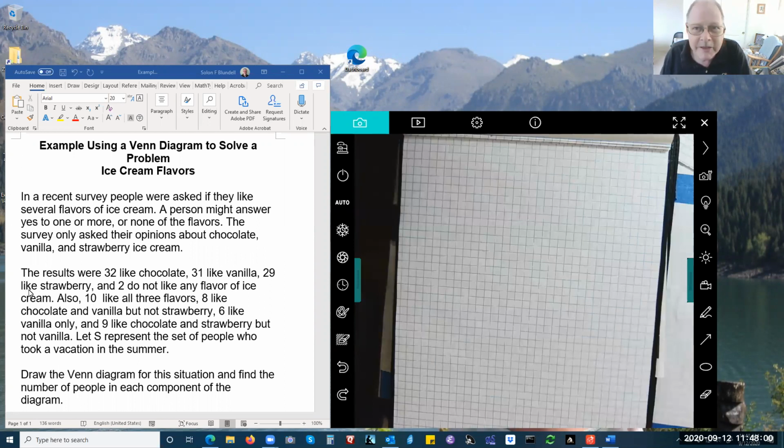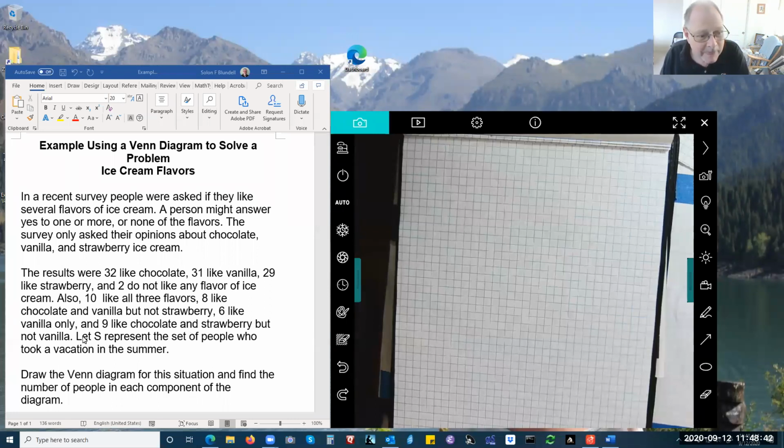results that are presented here in sort of a complicated way, and we need to sort out what it really means. The Venn diagram will help with that. So the results were that 32 like chocolate, 31 like vanilla, 29 like strawberry, and 2 do not like any flavor of ice cream at all. But then it gets more complicated. 10 like all 3 flavors, 8 like chocolate and vanilla but not strawberry, 6 like vanilla only, 9 like strawberry and chocolate but not vanilla.